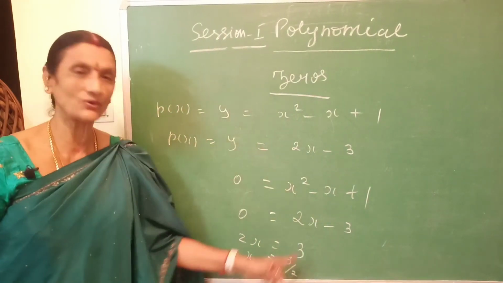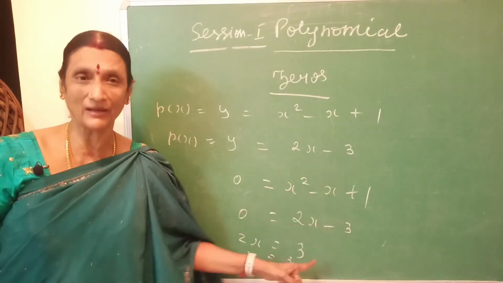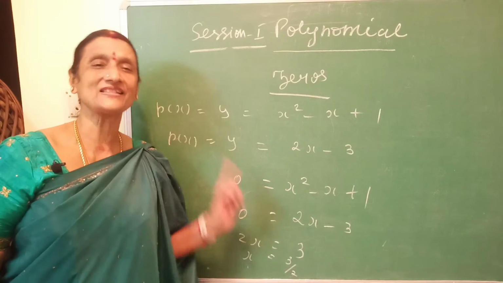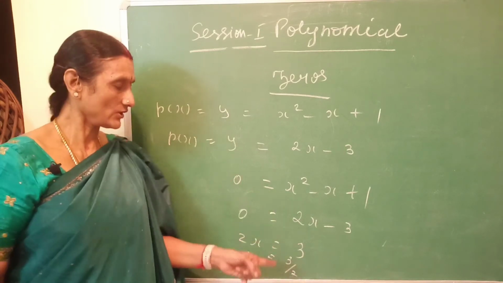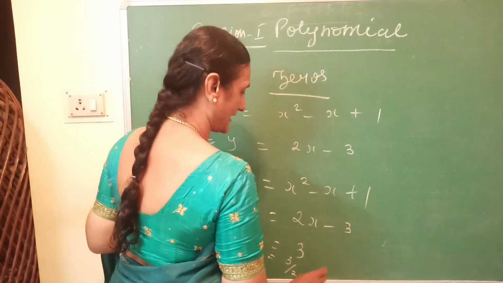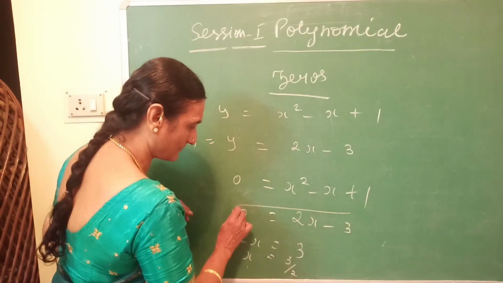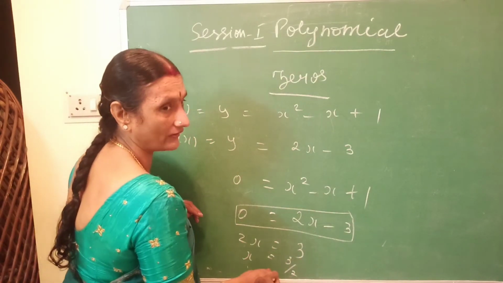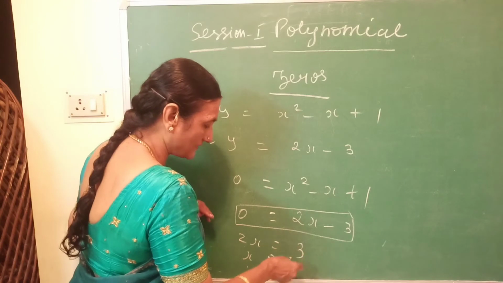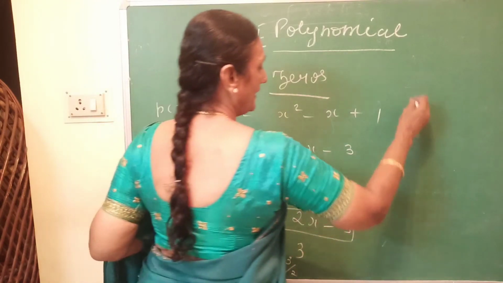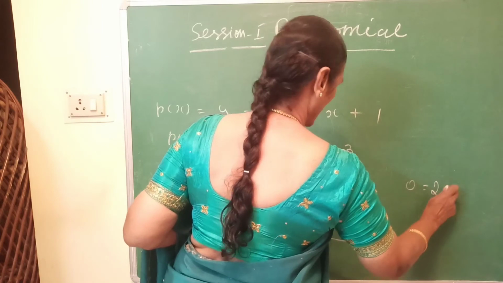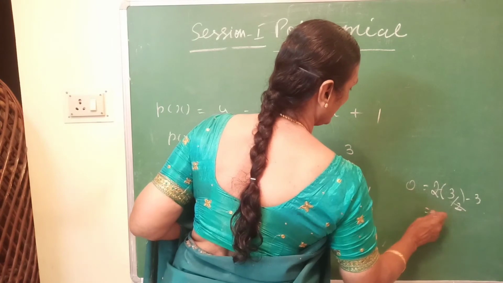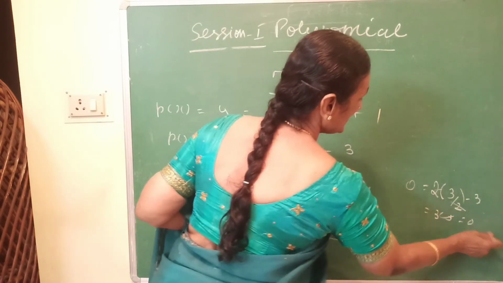So, when you substitute in this polynomial x is equal to 3 by 2, the polynomial itself is 0 or y itself is 0. Are you understanding? We have found out the value from this polynomial. When 2x is equal to 3, we solved it and got the value of x. You substitute this value 3 by 2 in this polynomial. What do you get? 0 is equal to 2 into 3 by 2 minus 3. So, that gives you 3 minus 3, which is equal to 0.